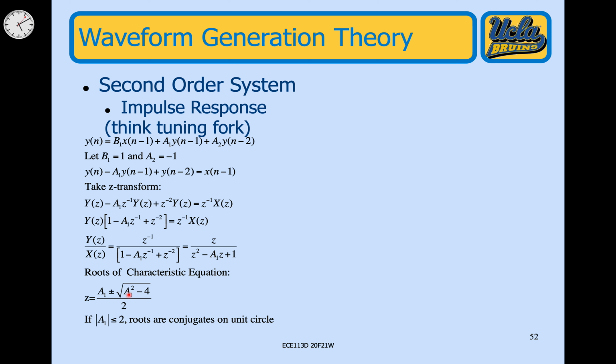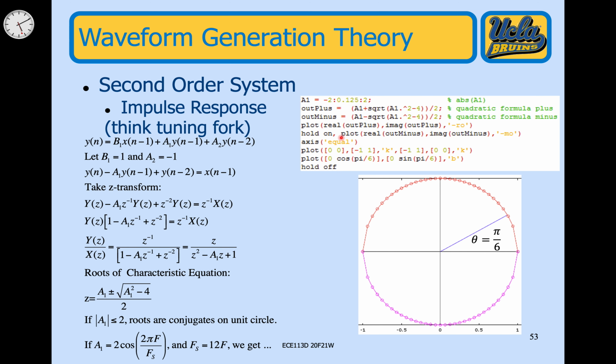Here's your characteristic equation, and the roots of the characteristic equation follow this right here. Believe it or not, for any value of a whose absolute value is less than 2, the roots are always conjugates on the unit circle. Here's a little MATLAB program that proves it, where I do an out plus and an out minus, since it's plus or minus. When you go plus, you get this set of numbers, and when you go minus, you get this set of numbers.